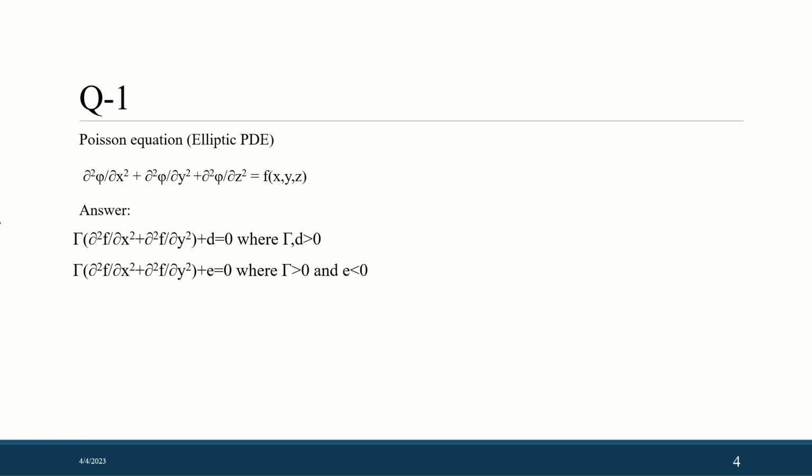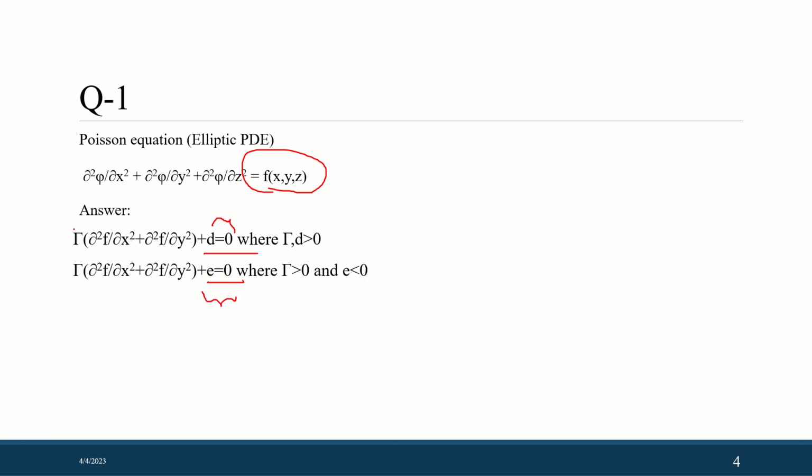Basically the Poisson equation is given by this, where ∂²f/∂x² plus ∂²f/∂y² plus ∂²φ/∂z² is equal to some function of x, y and z. In this problem this is given to be a constant. Source term is given as constant. So the answer is obviously option 3 and 4. Plus d is equal to 0 or plus e is equal to 0. Since this is a constant, it does not matter that much.